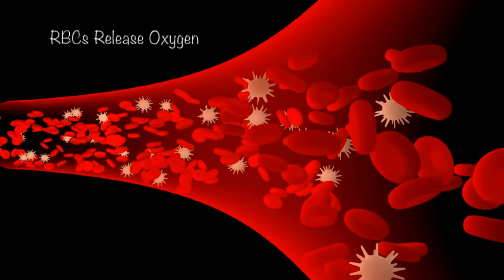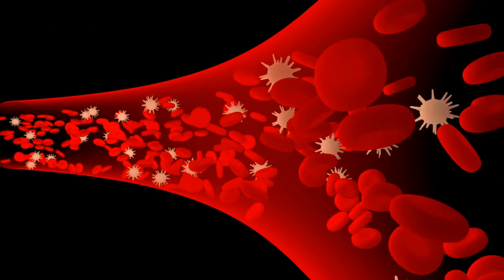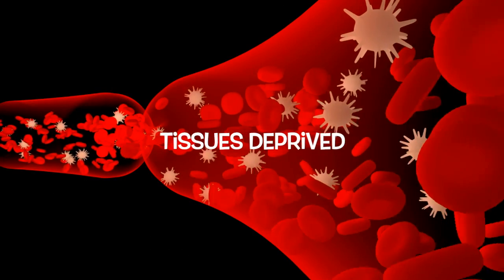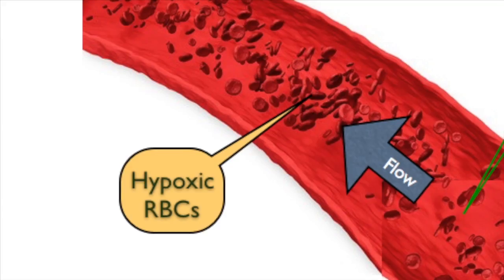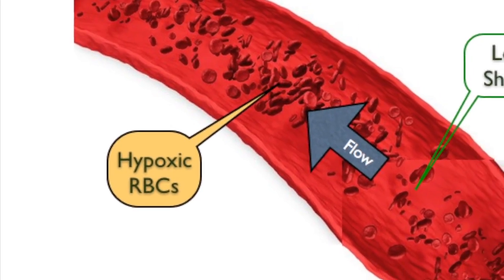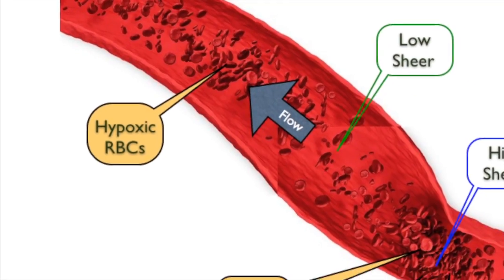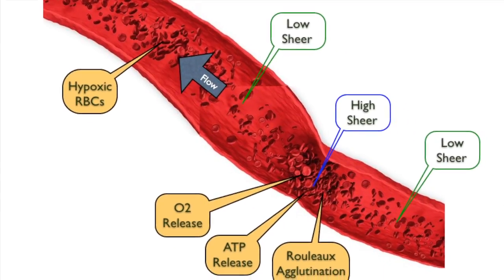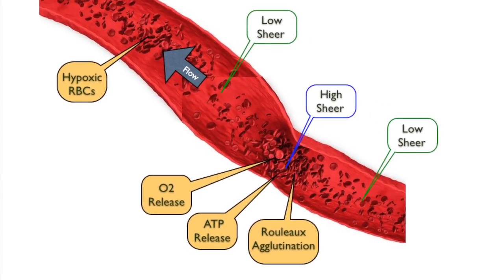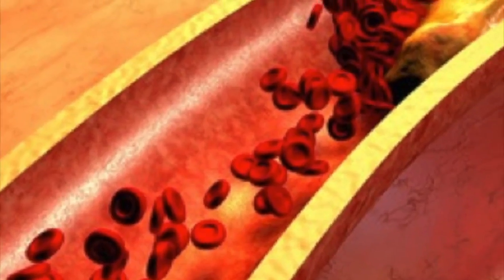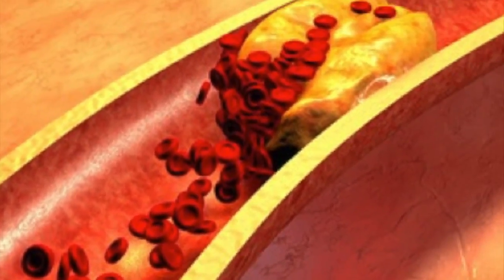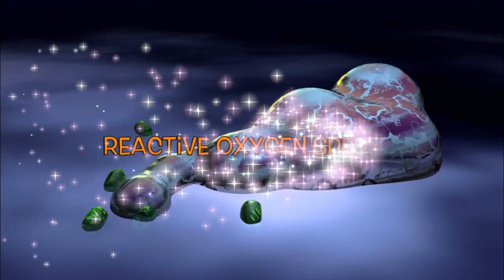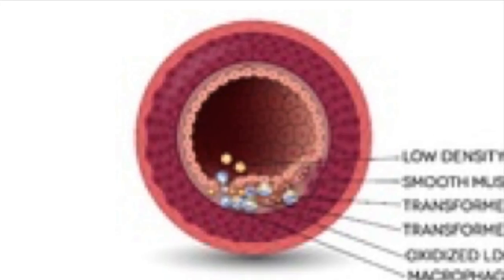Red blood cells shed oxygen and ATP when experiencing turbulence. During rouleau formation, oxygen is released, making the red blood cells hypoxic and the area around the rouleau formation hyperoxic, leading to the formation of reactive oxygen species. The reactive oxygen species damage the epithelial lining, requiring cholesterol plaque formation to patch the damage. Oxidation of LDL cholesterol is induced by free radicals produced by macrophages, epithelial cells, or smooth muscle cells.